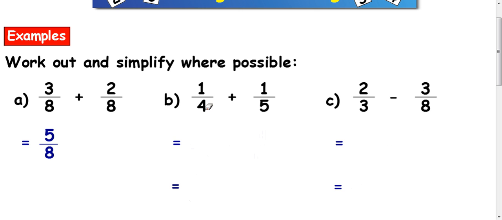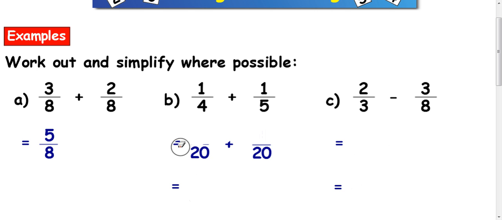Now, the lowest common multiple is the number you're trying to get here. So what's the lowest common multiple of 4 and 5? Well, the lowest number they both divide into is 20. So what you can do is say, well, I've got something over 20 plus something over 20.